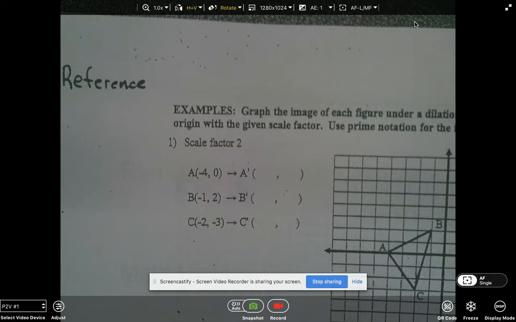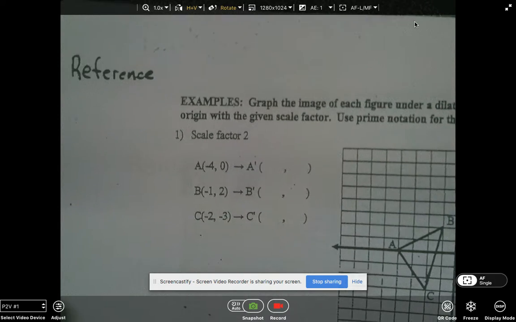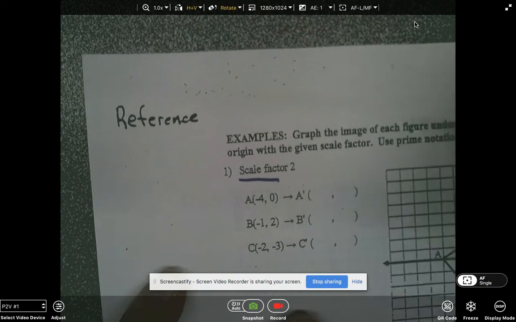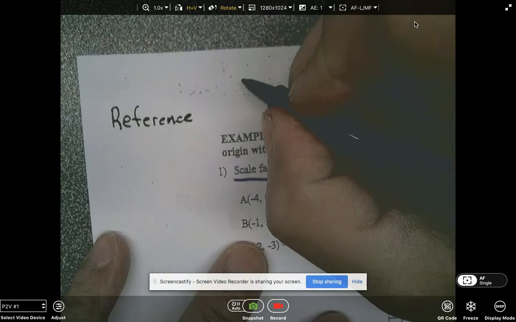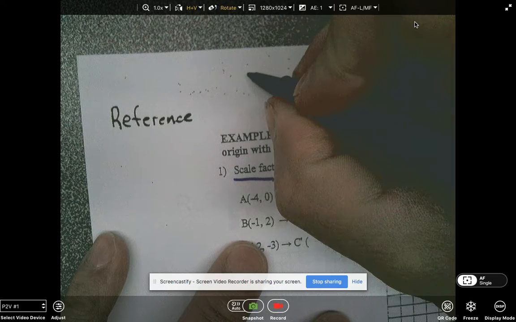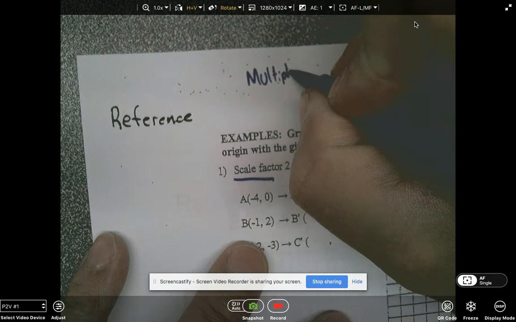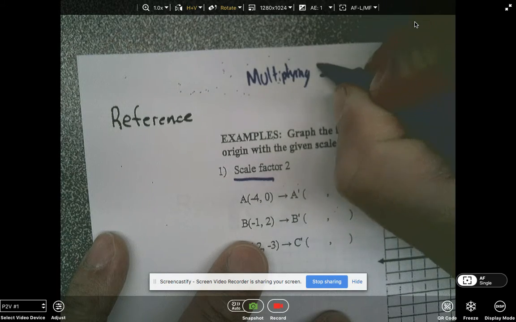All right, in today's video reference, we're going to actually dilate figures on the coordinate plane. When you do a dilation, you need the scale factor, and scale factors, as we learned before, are all about multiplying. So I just want to make sure you know your integer rules. So at the top, can we write multiplying integers?